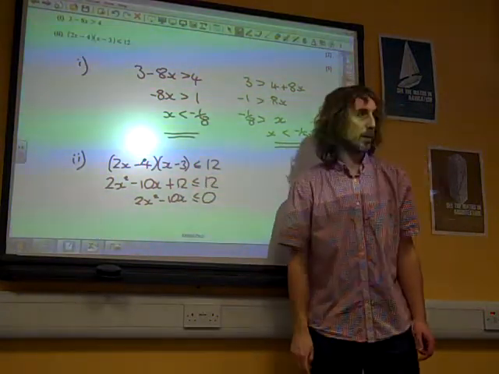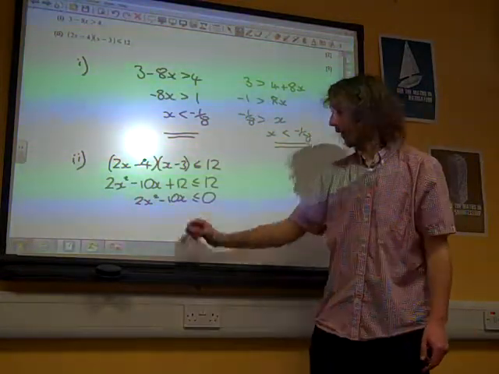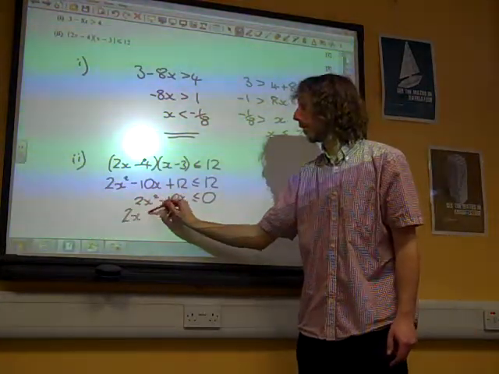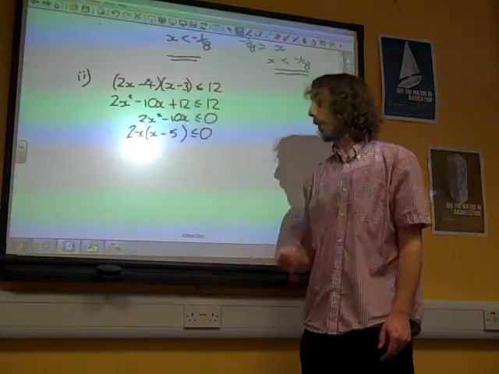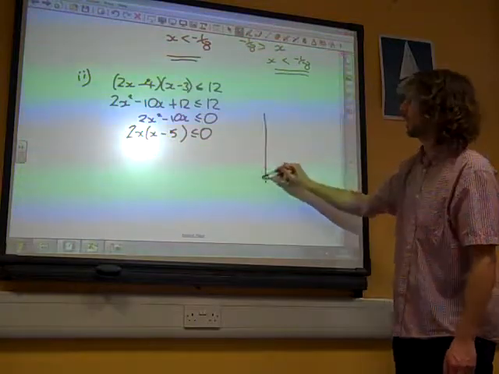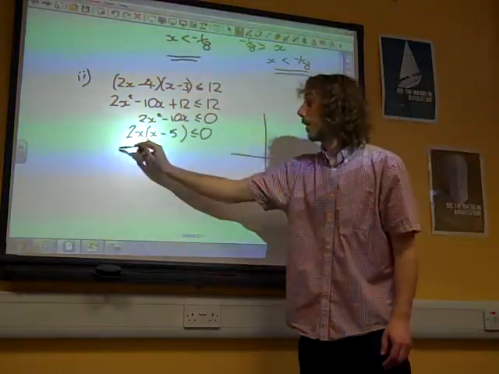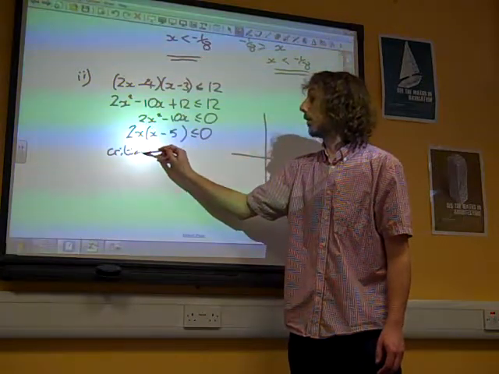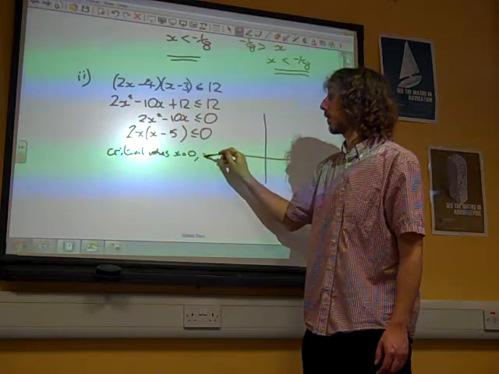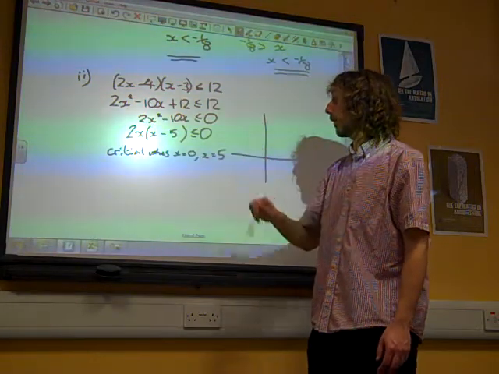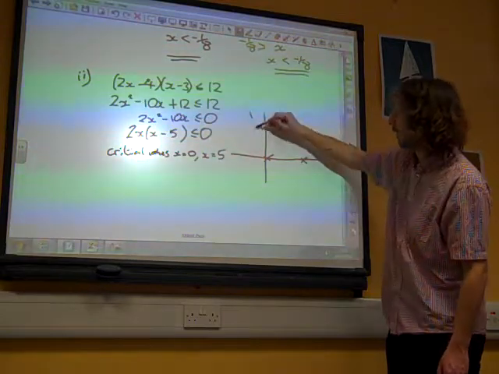We get that, which if we factorise, we've got a common factor of 2x. So it looks like that. Now we draw the graph. This is a quadratic that crosses at 0. Do you remember we talked about critical values? Of 0 and 5. So let's mark our critical values of 0 and 5.